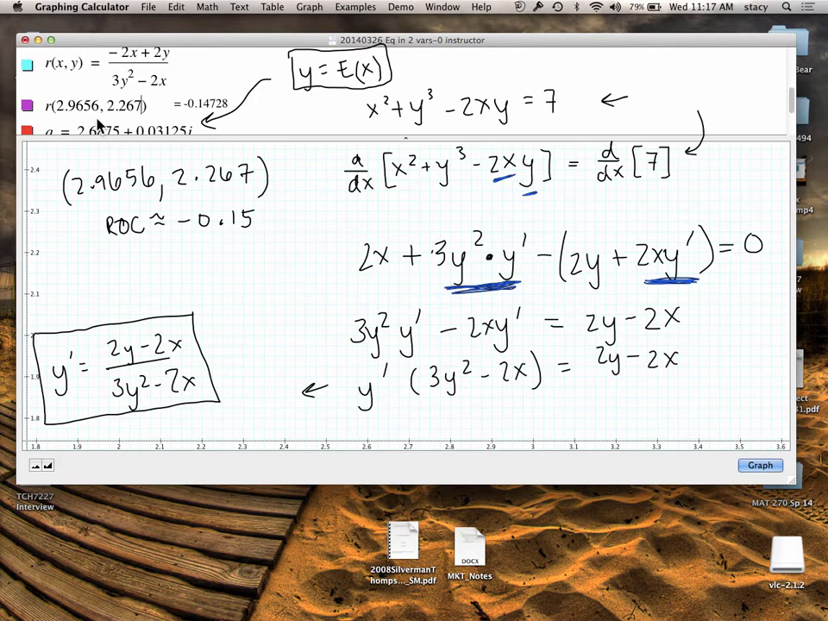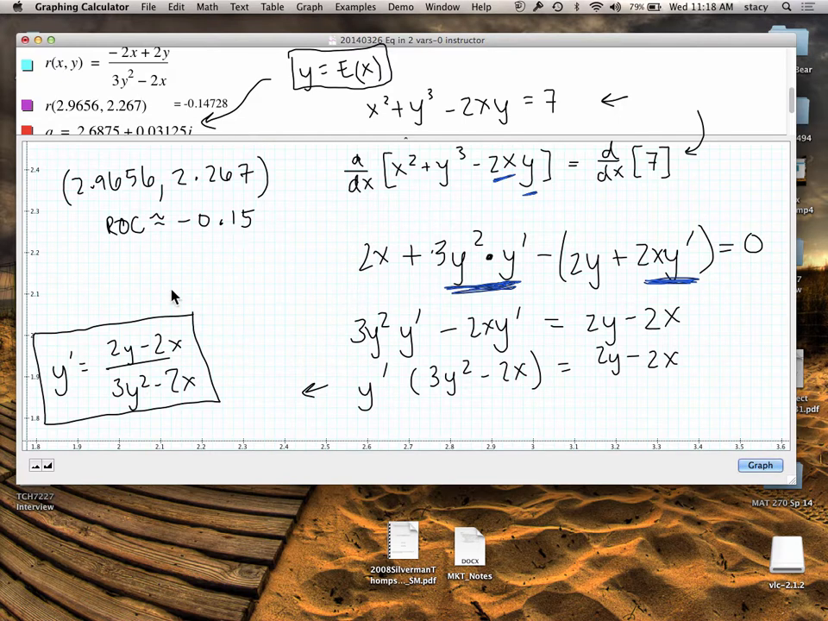But the meaning of that is that if you look at little changes in x near that point, the corresponding changes in y will be negative 0.14728 times that change in x. Okay, so the relative sizes of the changes in y to changes in x have this value. Okay, this is the relative size. So don't forget about that meaning.